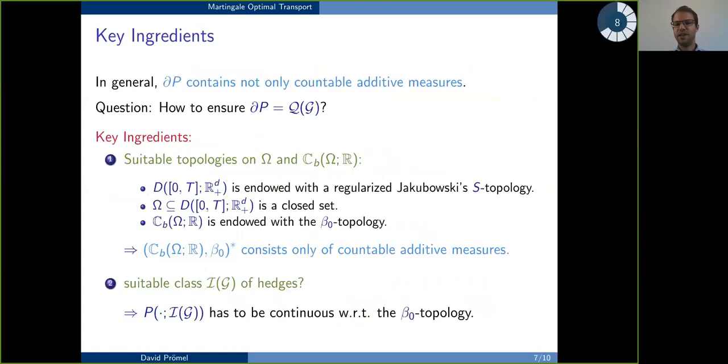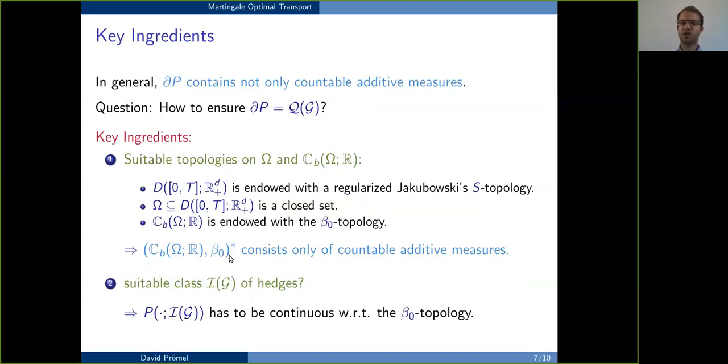All right, so the issue, of course, even while this gives you a nice representation, is that the subdifferential delta P contains not only countably additive measures, so not only probability measures. And the question is, how can we ensure that the subdifferential at 0 consists of the martingale measures? There are two main ingredients we use in this approach. The first one is we choose suitable topologies on the spaces. To be precise, we choose the regularized version of Jakubowski's topology on the Skorokhod space and the beta 0 topology on the space of continuous functions.